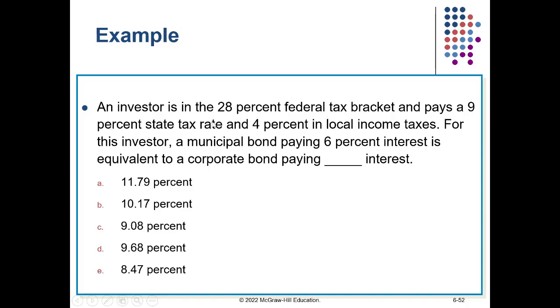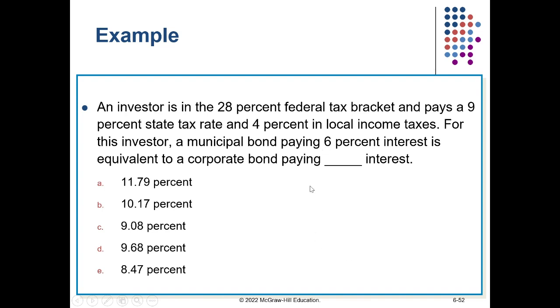And then there's another exercise question. An investor is in the 28% federal tax bracket and pays a 9% state tax rate and 4% in local income taxes. For this investor, a municipal bond paying 6% interest is equivalent to a corporate bond paying how much interest? Clearly 6% here is the municipal bond rate of return, so this is after tax. It's asking what interest rate level a corporate bond must pay, so we're calculating the before tax, because for a corporate bond you have to pay tax. Therefore, the before tax equals the after tax divided by 1 minus T.